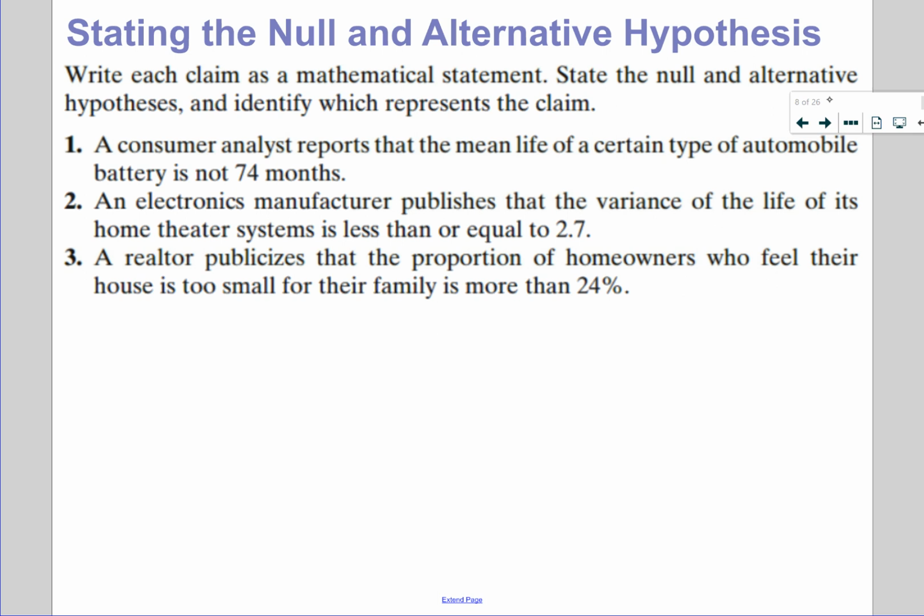And if you're not sure about the wording, you can look back at that chart you just wrote down and find it on there. Then we're going to write the claim. We're going to write its complement. And then we're going to label which one is the null and which one is the alternative hypothesis.